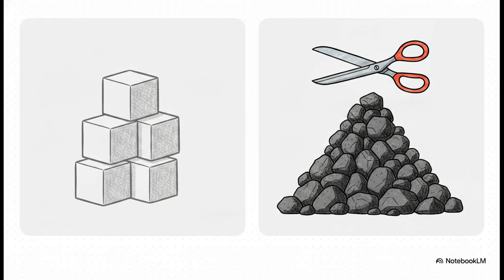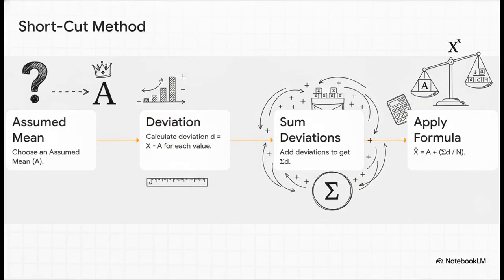But what if your numbers are huge and clunky? Imagine calculating the average income of 1,000 different households. That's when we pull out a new tool, the shortcut method, which introduces the concept of an assumed mean, or A. By picking an assumed mean first, which is basically making a highly educated guess at the center, we only have to calculate the smaller deviations, or D, from that anchor.